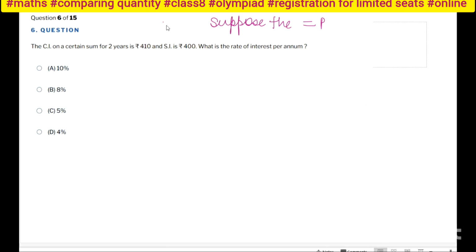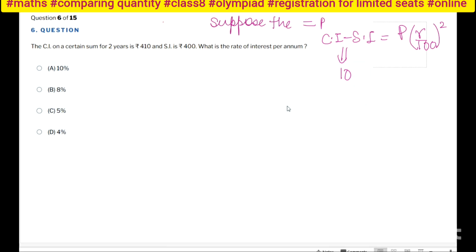So what do I get? Now see, I already told you one formula. When I am calculating compound interest minus simple interest, it is equal to P times R by 100, and since it is a square, I will do square. Okay. Now suppose my rate is R, principal is P. The difference is given as how much? 10 rupees only. See, 410 minus 400, so I am getting 10 rupees only. So this difference is 10 rupees.